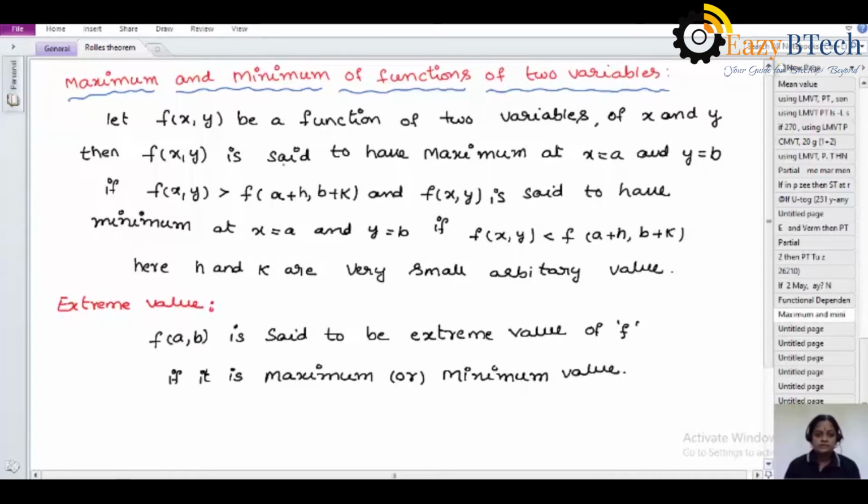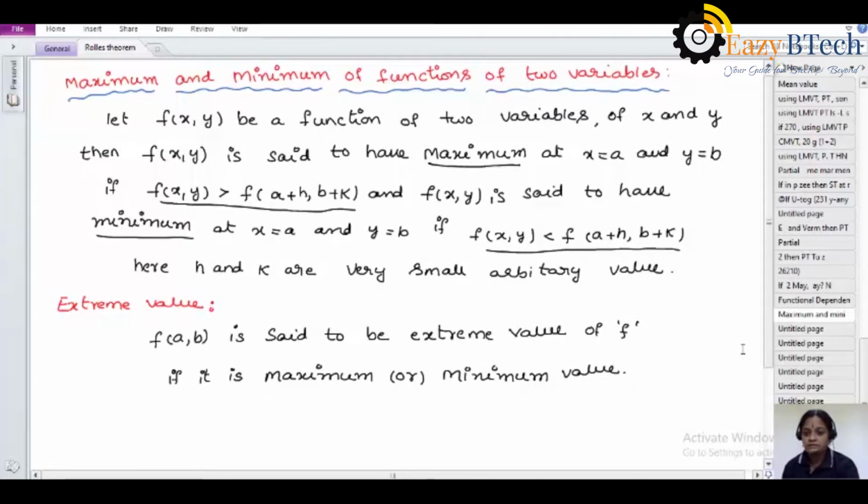So the function f of x comma y is said to be maximum when f of x comma y is greater than f of a plus h comma b plus k, and minimum when f of x comma y is less than f of a plus h comma b plus k, where h and k are very small arbitrary values. So f of a comma b is said to be an extreme value of f if it is a maximum or minimum value.